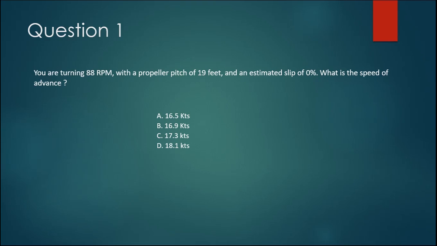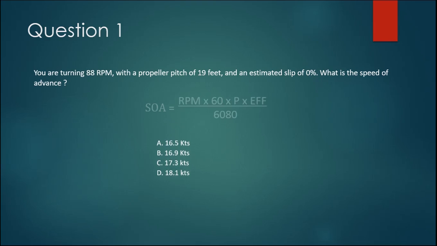Here's one of our questions. You're turning 88 RPMs with a propeller pitch of 19 feet. A 19-foot propeller pitch means that every time the propeller makes one revolution, it propels the vessel 19 feet forward. With an estimated slip of 0%, what is the speed of advance?